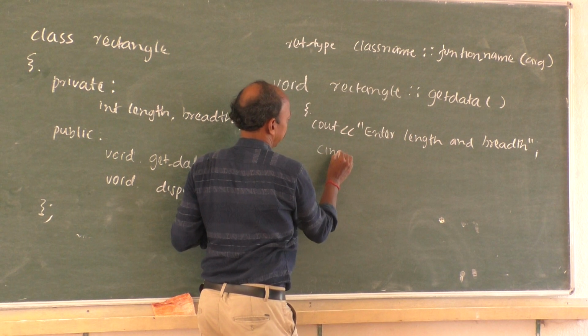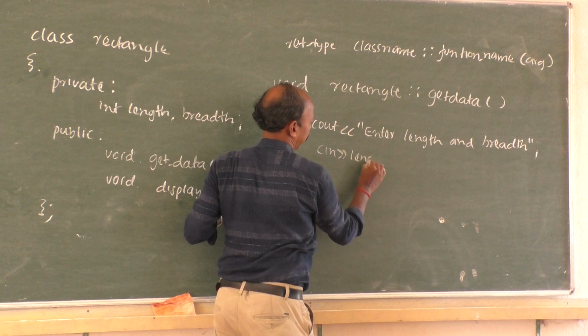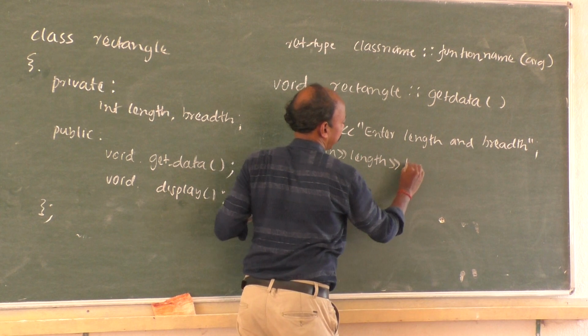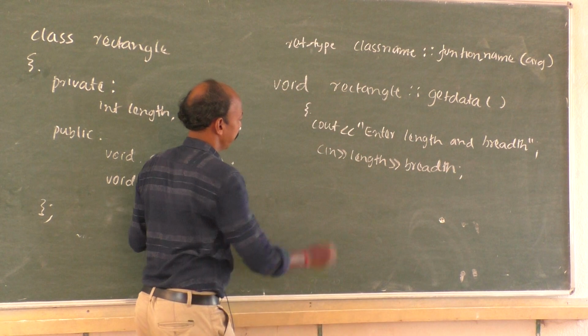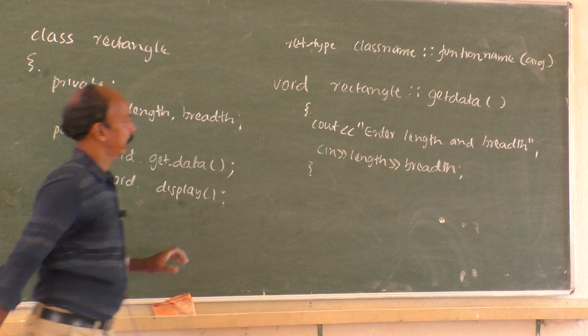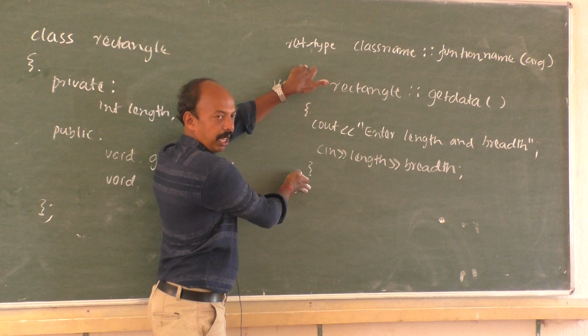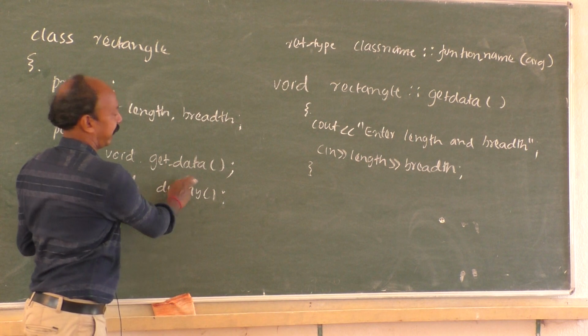Scene, length, breadth. Close it. This is the first function, that is get data.